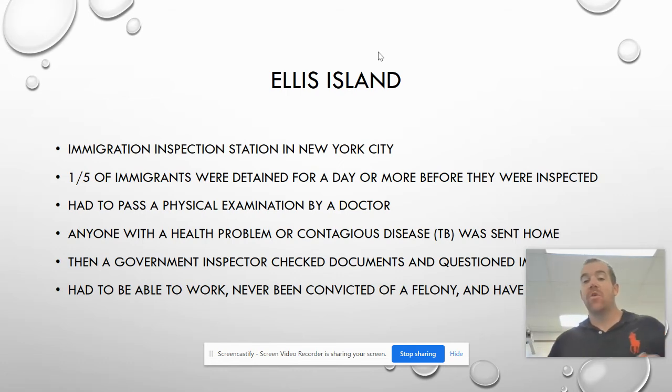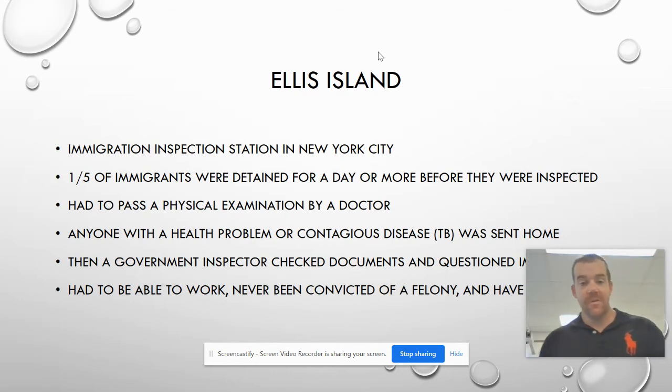So why is it important that immigrants are checked with a physical examination? Well, when you're letting a large group of people into the United States, you want to make sure they're not transporting diseases into the United States. Specifically, this is before antibiotics. So tuberculosis was a big one, because it's a contagious disease, and they wanted to make sure those immigrants weren't bringing in tuberculosis and spreading it throughout the American population.